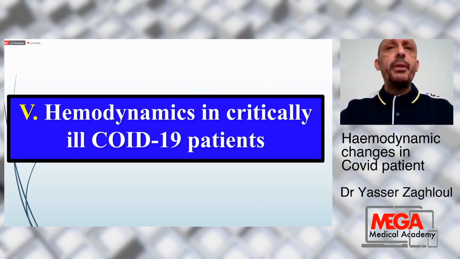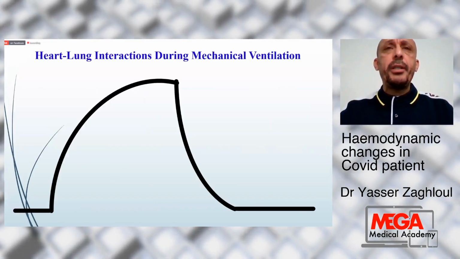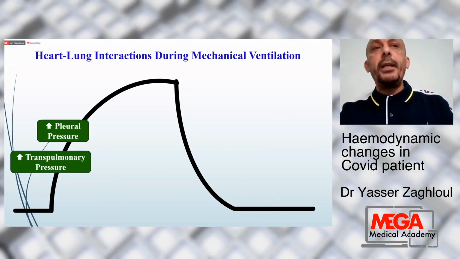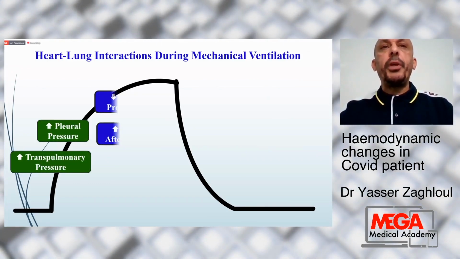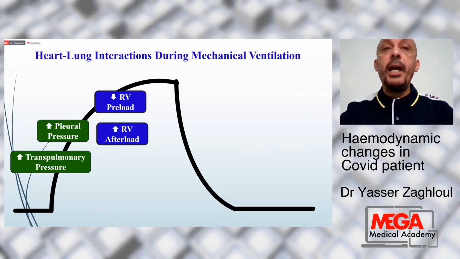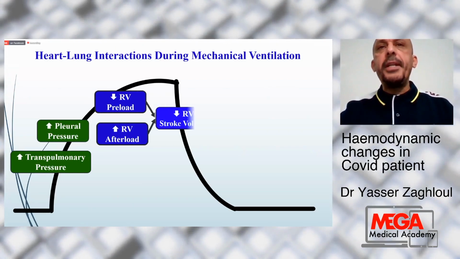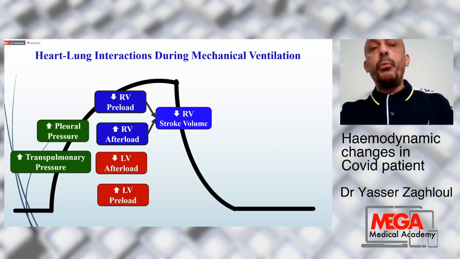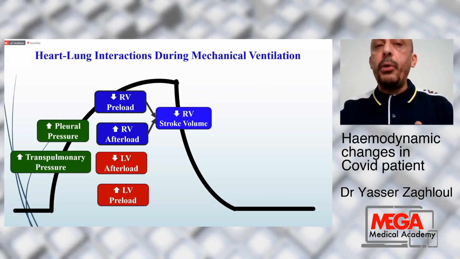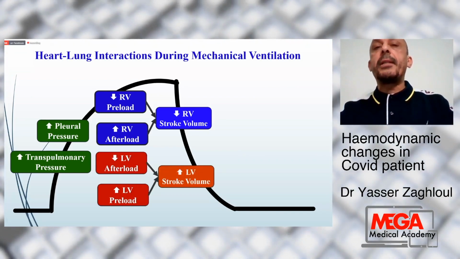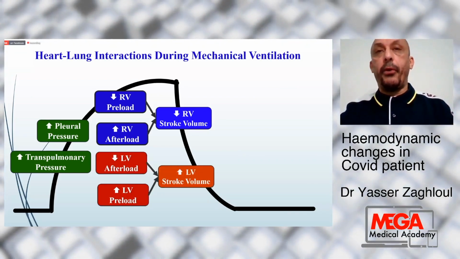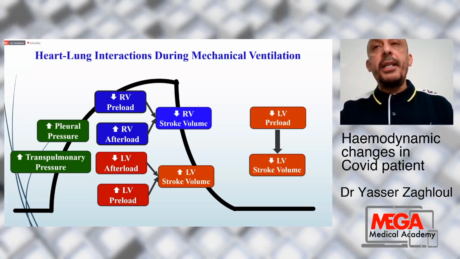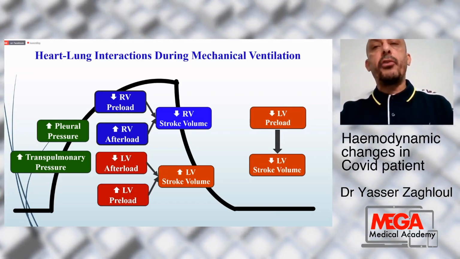The last point in my lecture is the hemodynamics in the critically ill patient. This is the normal heart-lung interaction. With inspiration and increased intrapleural pressure and transpulmonary pressure, we have a reduction in the right ventricular preload and an increase in the right ventricular afterload. This leads to a reduction of the right ventricular stroke volume. On the left side, we have a reduction in the left ventricular afterload and an increase in the preload. So there is some increase in the left ventricular stroke volume. This is during inspiration. During expiration, the reverse happens: reduction in the left ventricular preload and a decrease in the stroke volume.